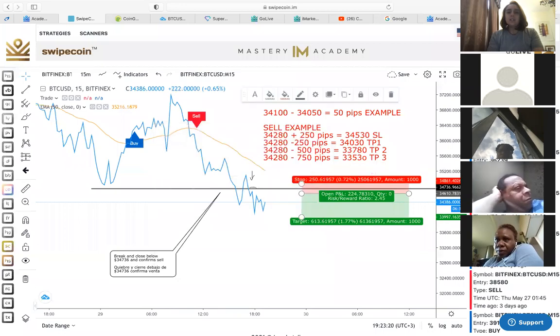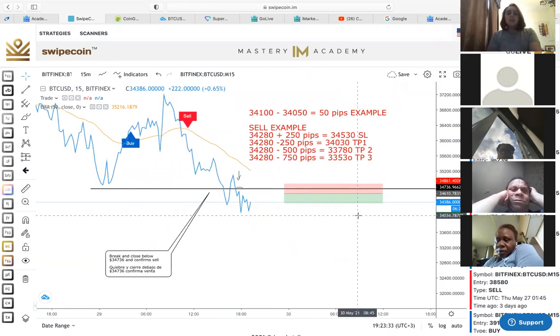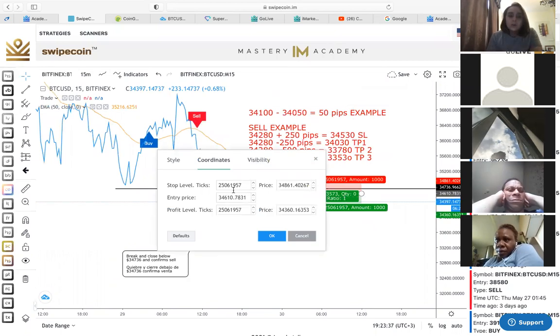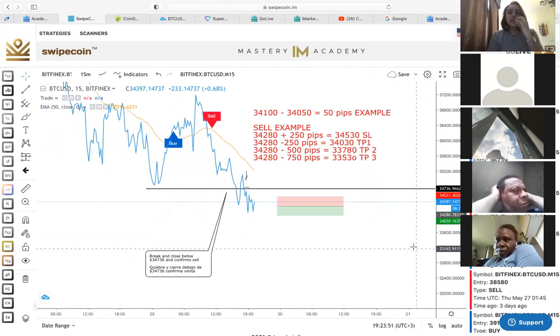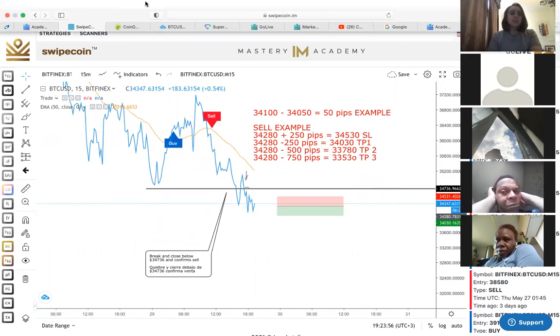So now let's make this 250 pips. And then we're going to make our take profit the same, 250 pips, right? So our first trade, let's put the entry of what we said it was going to be, so we can actually look at the real example. So 34, what did we say? 280, right? So 34,280, that would be our first trade, right? 250 pips.